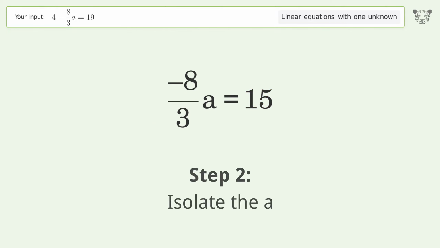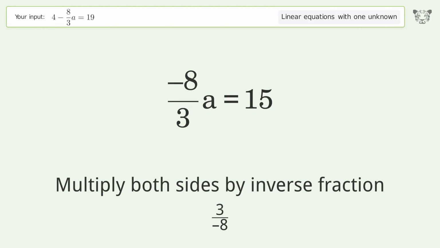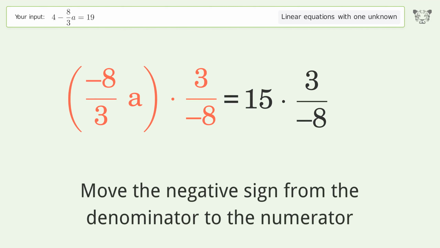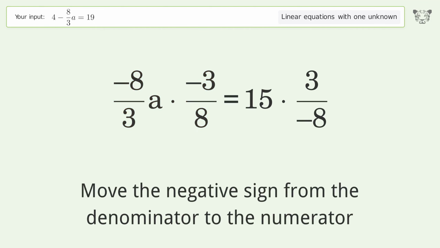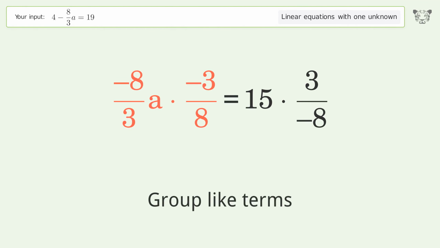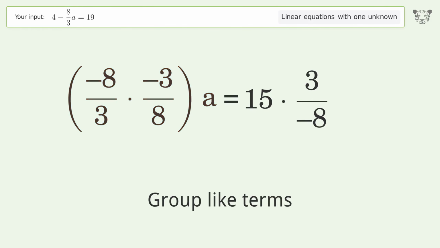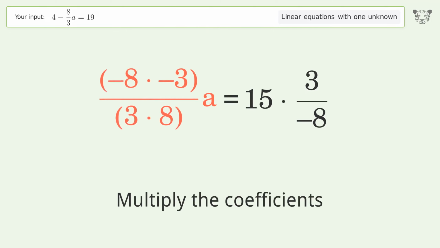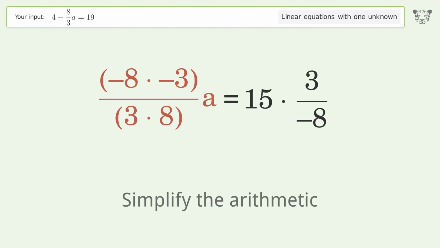Isolate the a. Multiply both sides by inverse fraction 3/8. Move the negative sign from the denominator to the numerator. Group like terms. Multiply the coefficients. Simplify the arithmetic.